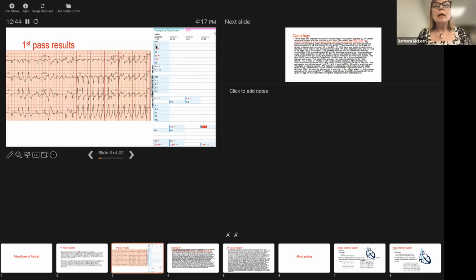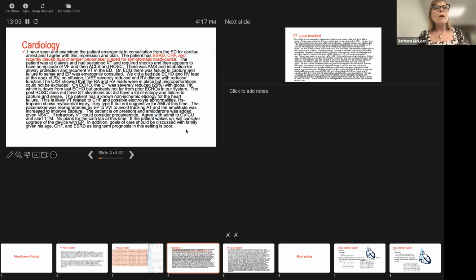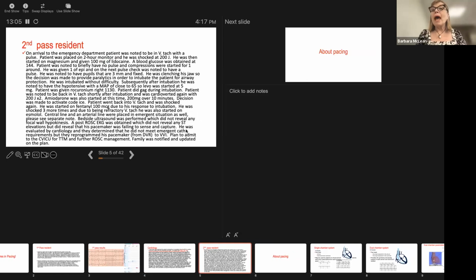Okay, so his potassium is 3.1. His lactic acid is 3.4. His BNP is over 2,000, no big surprise. And point of care troponin was 90 and then 94. Okay, all right, so second pass from the resident.